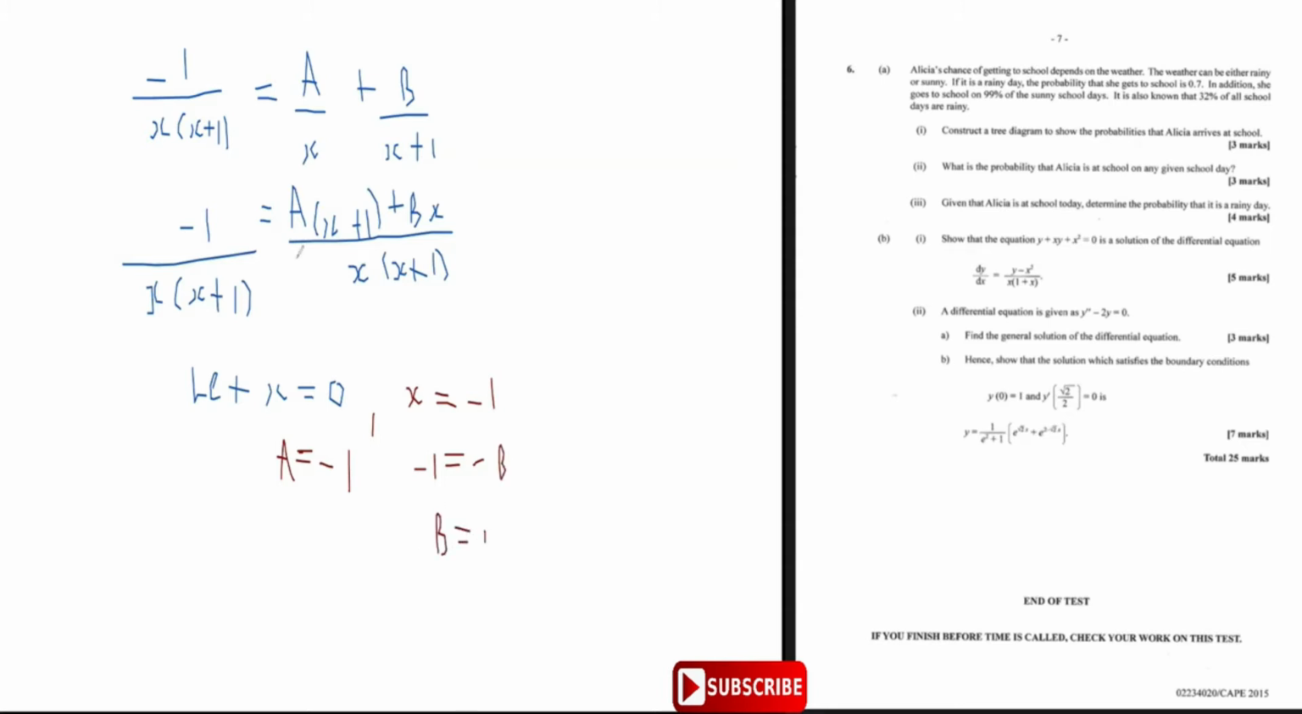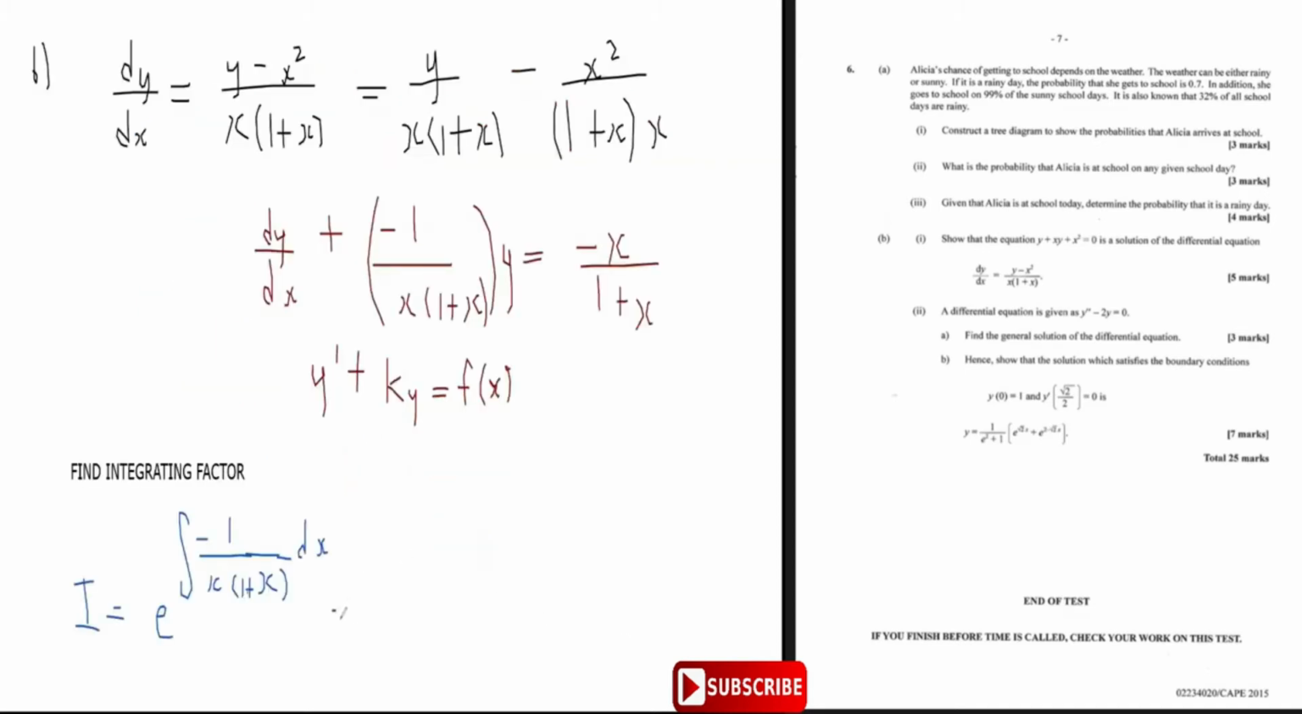So what that means is all of this works out to just be 1 over x plus 1, minus 1 over x. Now I can integrate this, of course. So I can rewrite this as I is now equal to e to the integral of 1 over x plus 1 minus 1 over x.